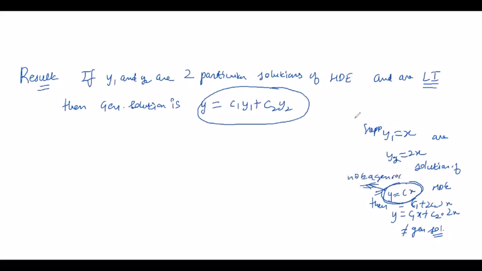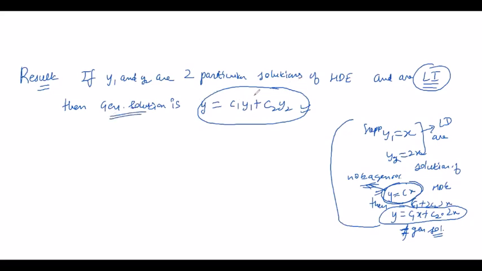So this is the problem you will find: I give you two solutions of a second order linear differential equation. Which type did I assume? LD, because one of them was a constant multiple of the other. If they happen to be LD, then taking their linear combination is not going to give me the general solution. This is exactly what the result says: if you give me two particular solutions and they happen to be linearly independent, only then is their linear combination the general solution. We are going to use this result to find the general solutions of a second order differential equation.